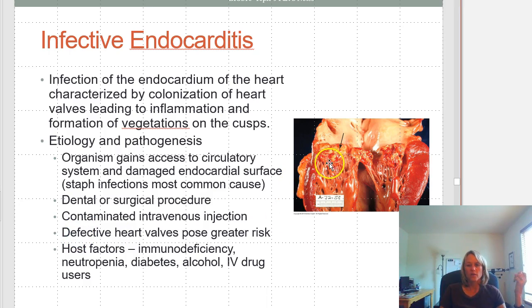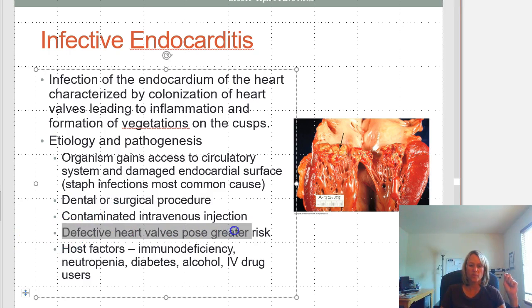Now, you can also not have defective heart valves and get endocarditis if you get exposed to extremely strong, virulent bacteria that gets in your blood. But the people that are at most risk are those with defective heart valves. However, other host factors, even if you have normal heart valves, can put you at greater risk. For instance, if you have immunodeficiency, neutropenia, diabetes mellitus, alcoholics, and IV drug users are more at risk.